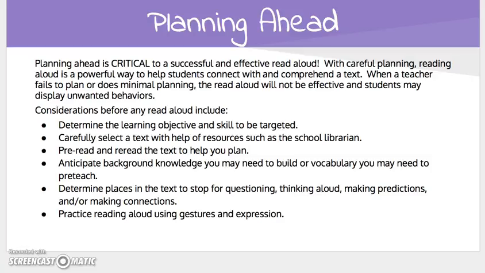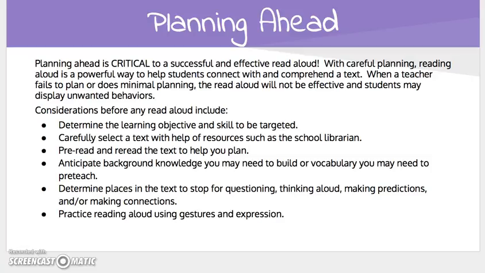So considerations before any read aloud include that you need to determine the learning objective and the skill to be targeted, and this is really where you should start. You want to choose the part of your curriculum that you're focusing on. That way you can select a text that's going to lend itself well to that skill.